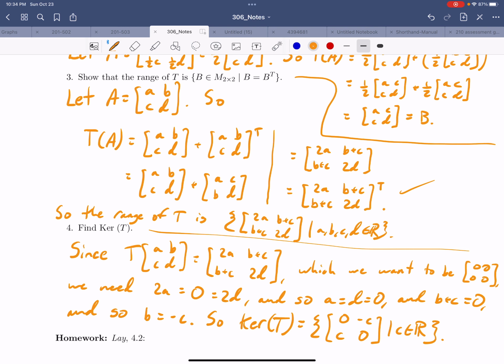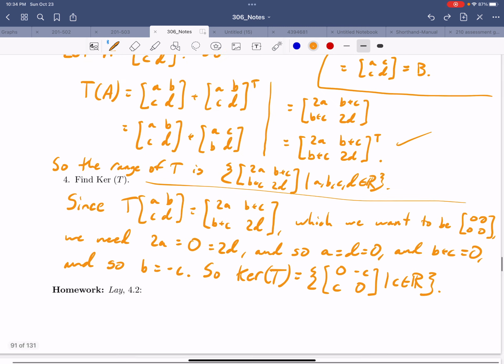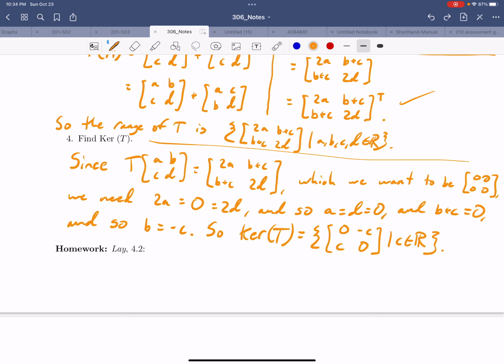You see that? Because just try it. Plug in any matrix of this form into T, and you're going to get the 0 matrix. It's itself plus its transpose. The c and the negative c flip. You get 0. Furthermore, we've also shown containment the other way, because the only way you're going to get the 0 matrix is if these two entries are 0 and these two entries are their own negatives. So it has to be perfect equality. All right? So that's the proof.